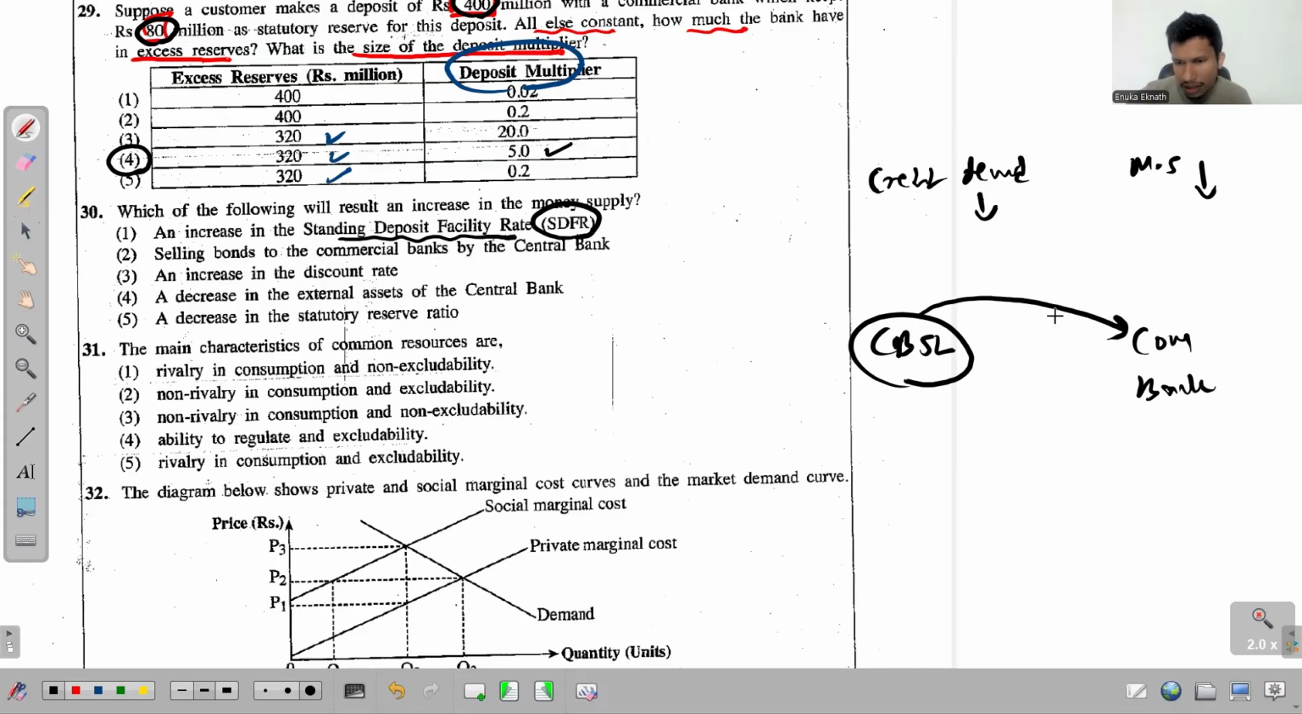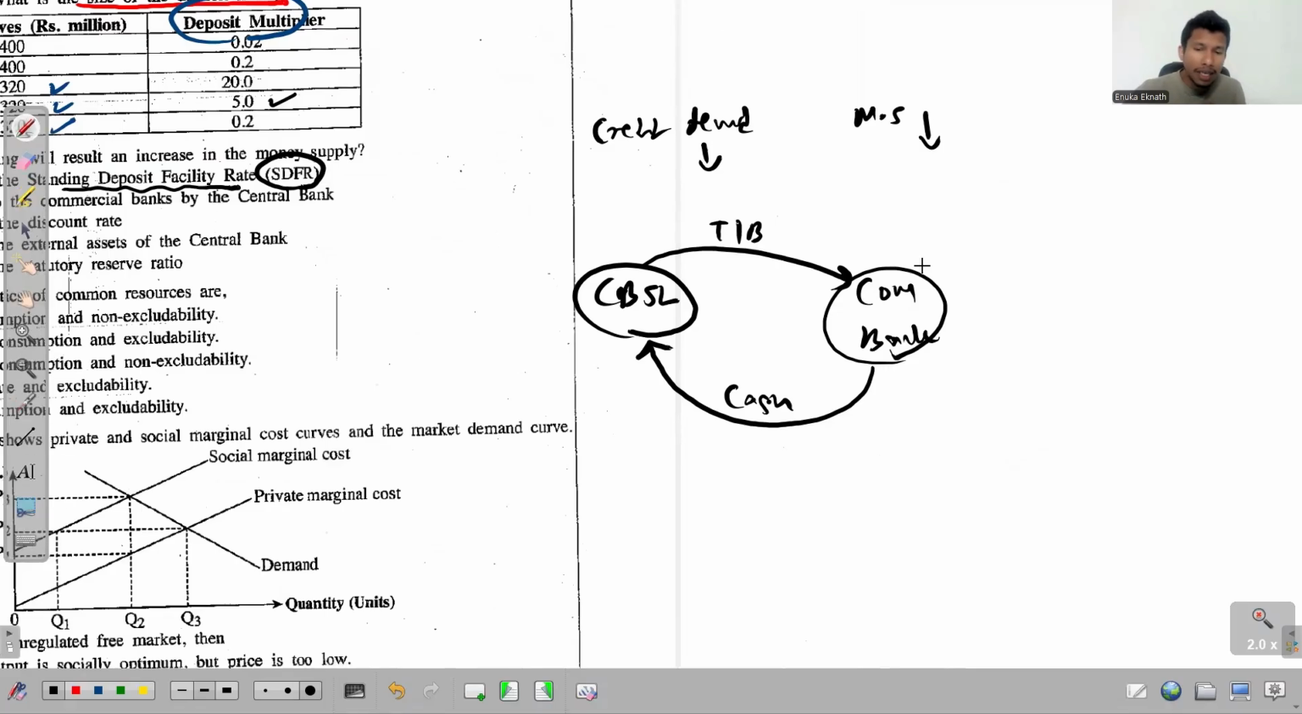Central bank sells treasury bills and treasury bonds, so that since the rate is high, they purchase more and more treasury bills and treasury bonds. So cash gets transferred from commercial banks to the central bank. And then what will happen? When the cash gets transferred to the central bank from the commercial banks, reserves get decreased.